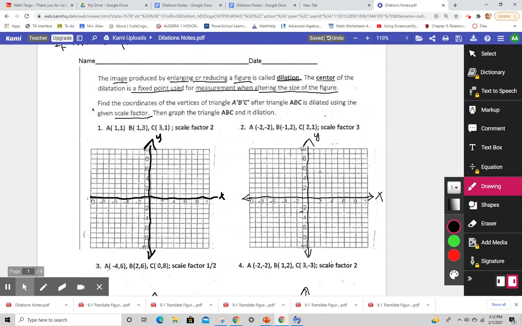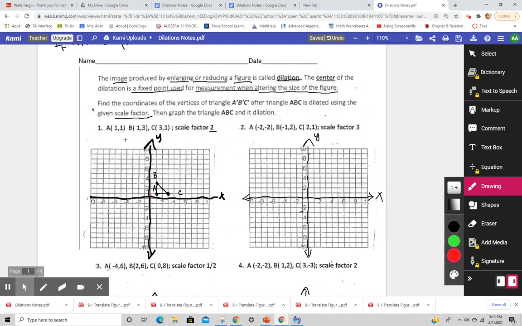All right, so let me plot the points. A is located at 1, 1. B is located at 1, 3. And C is located at 3, 1. So here's triangle ABC. We want to dilate that with a scale factor of 2.